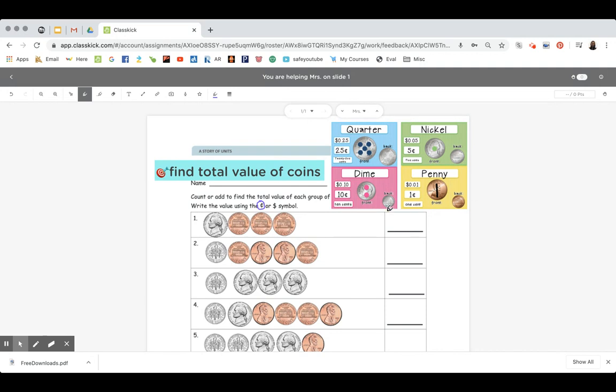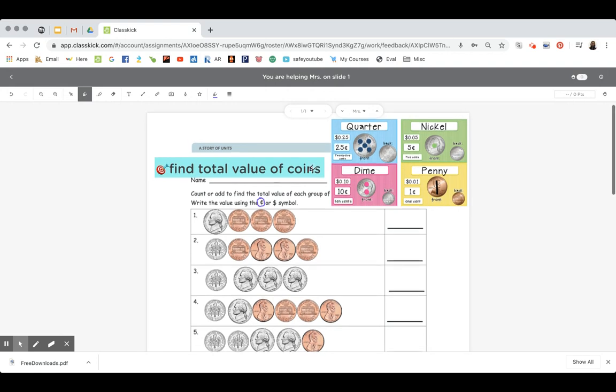So I included this little picture up here just to remind you of what the coins are, what they look like, and how much they're worth. I also have the little dots on them, so you remember you can count by fives. Each dot that you see on the coin is counting by fives. So you can add it up or count it up any way you'd like.